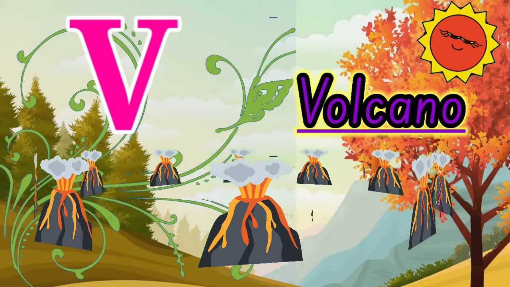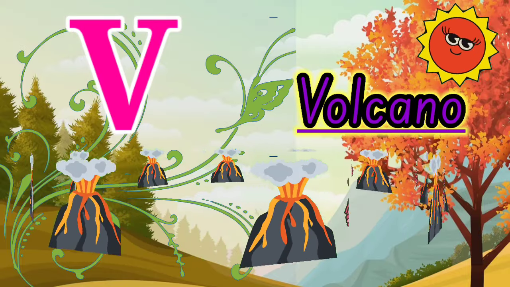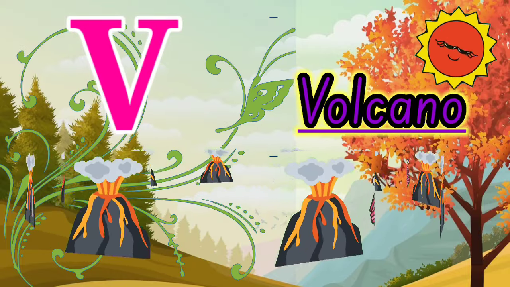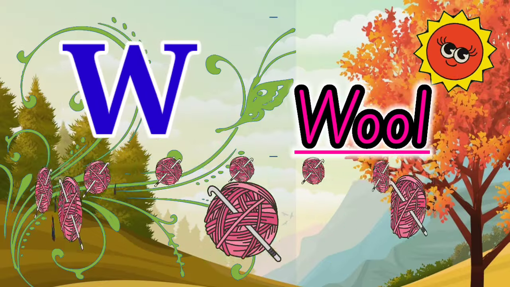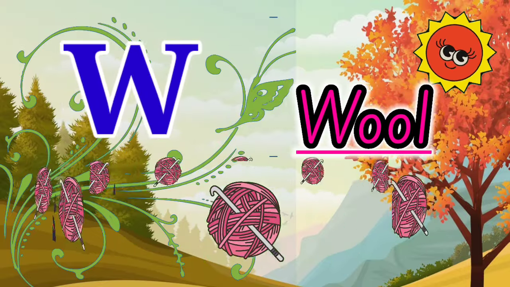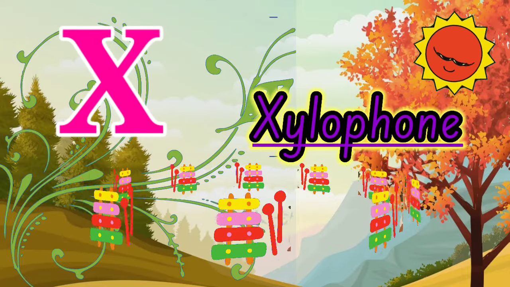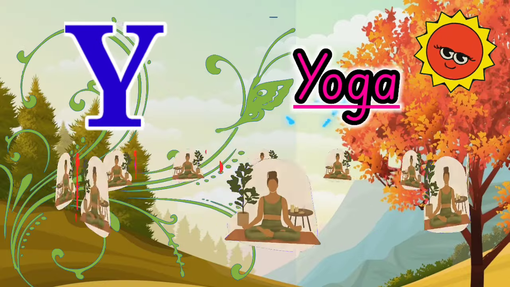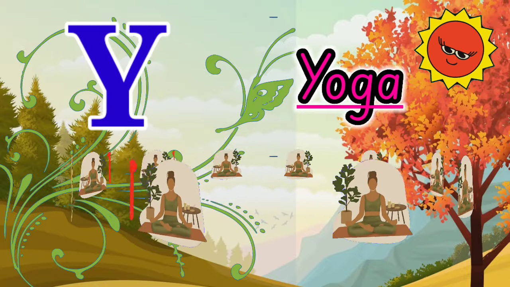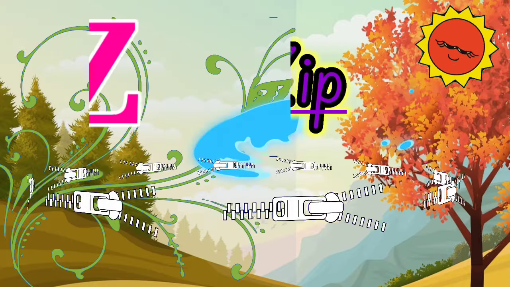V for volcano. W for wool. X for xylophone. Y for yoga. Z for jeep.